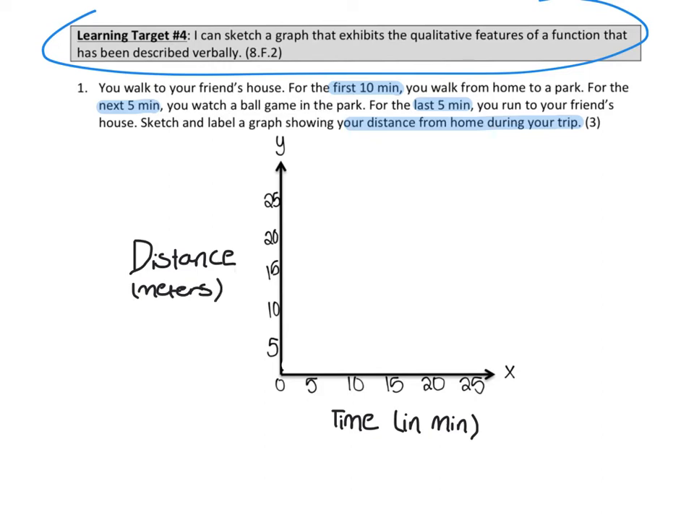Now it's time to start sketching the function. It's stated for the first 10 minutes you walk from home to a park. Now this graph represents that you spend 10 minutes walking 10 meters from your home.